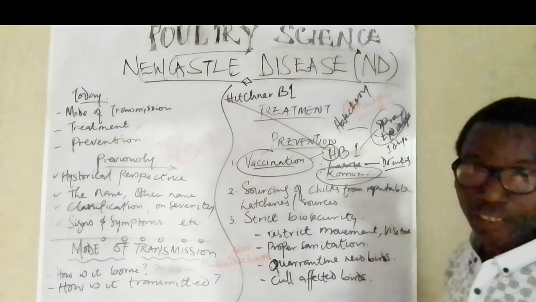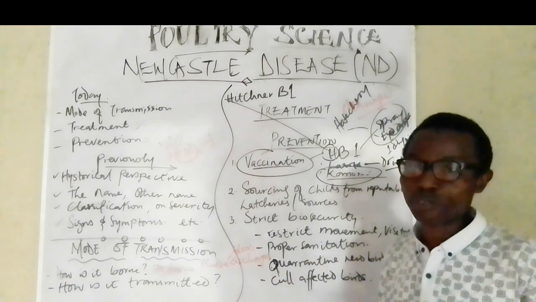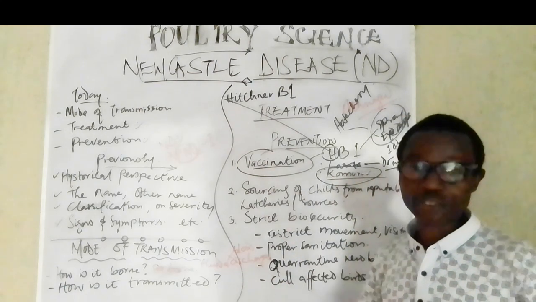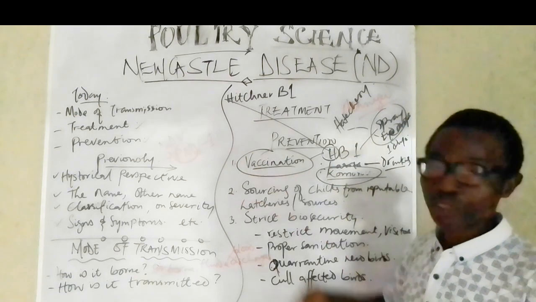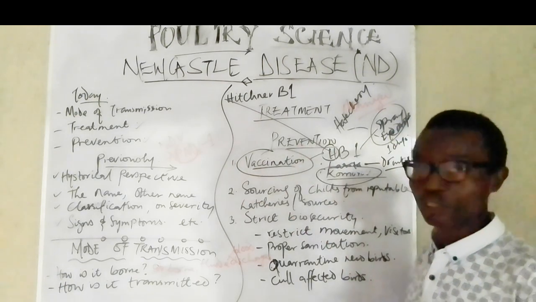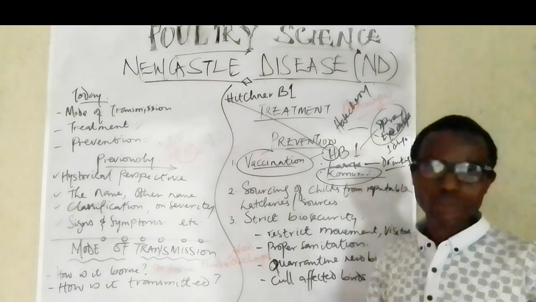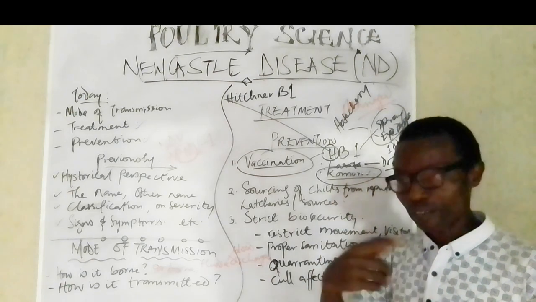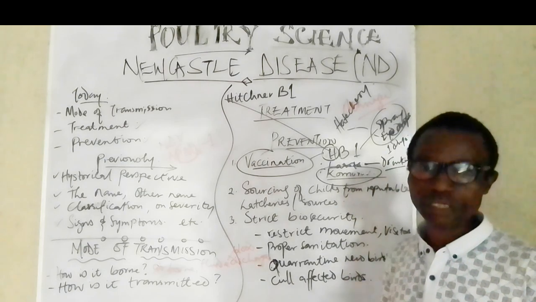So vaccination is not administration of drugs, it's administration of vaccines, and vaccines are not drugs. They're meant to boost the immune system. Now, I haven't talked much about prevention using vaccination. If you don't know about it, please call your local vet. You can go around your locality, see those who sell the drugs, ask the vet, you'll get to know.